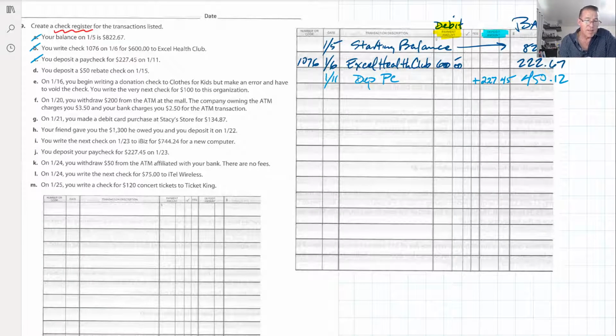Part D. Okay, you deposit a $50 rebate check on 1/15. All right. So on 1/15, you get a rebate check.